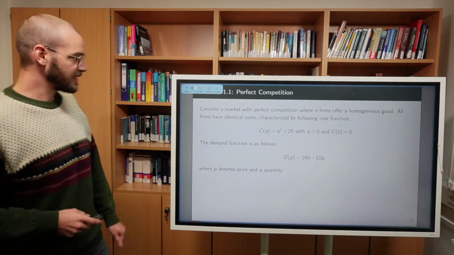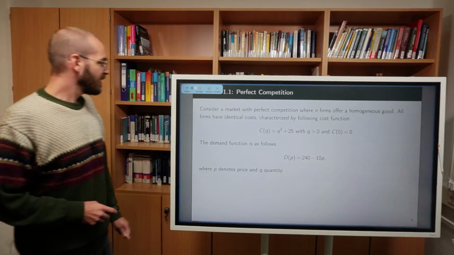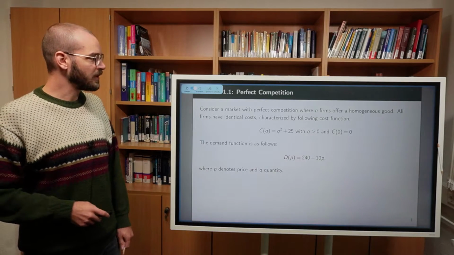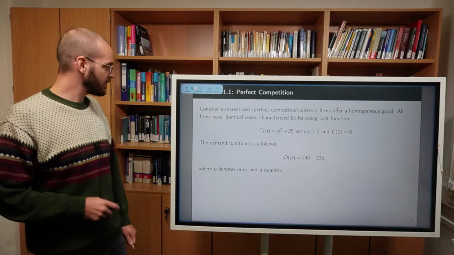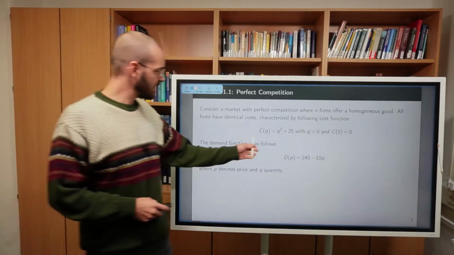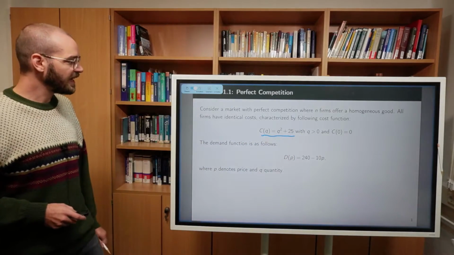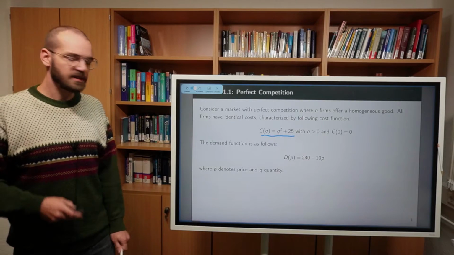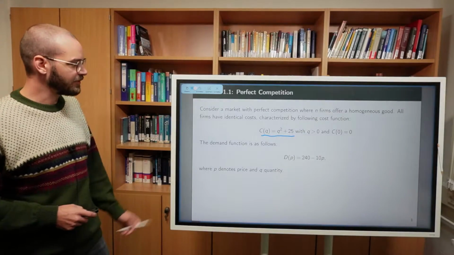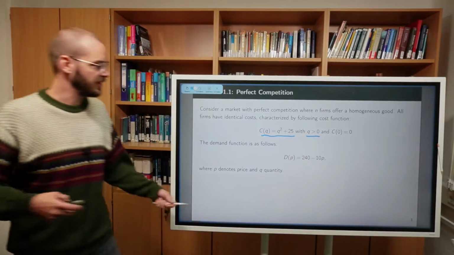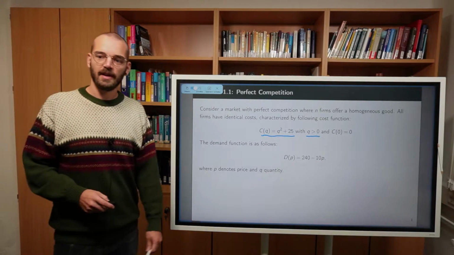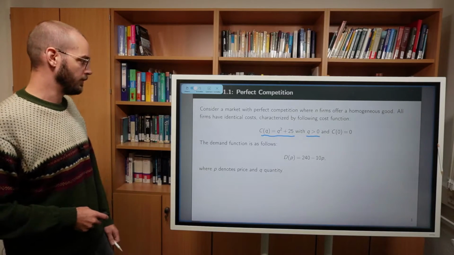The first exercise is on perfect competition itself. The task reads: consider a market with perfect competition where n firms offer a homogeneous good. All firms have identical costs, characterized by the following cost function, as written on this slide. Capital C of Q equals Q squared plus 25. This cost function is defined for any positive quantity Q, and in addition we assume that the total cost C of a quantity of 0 equals 0 too.